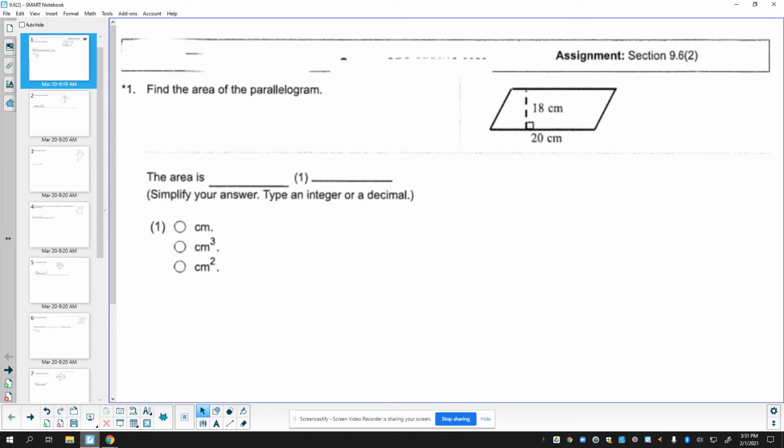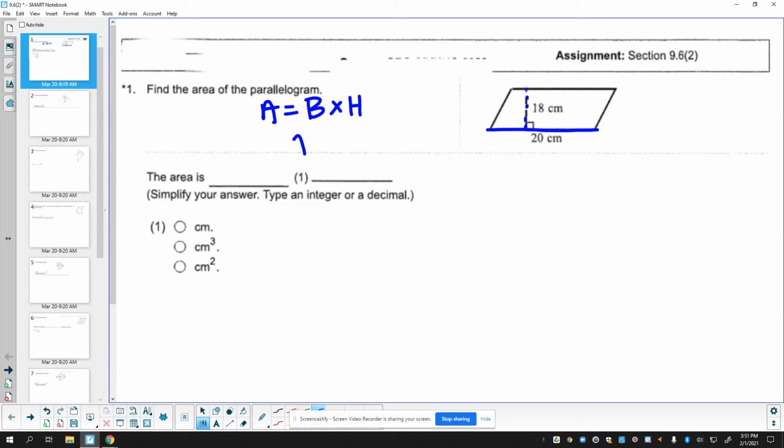Okay, so in this section, we are going to be finding the area again. We're going to be talking about trapezoids. So just to review, what we did yesterday was the area of a parallelogram. Whenever you're finding the area of a parallelogram, remember that the area is just base times height. The base in this picture is this 20 that you see, and the height is this 18.